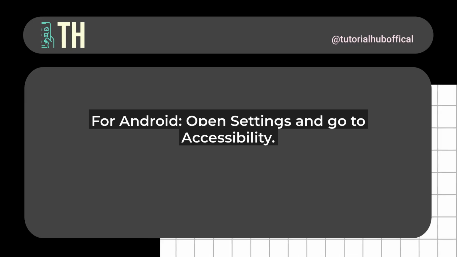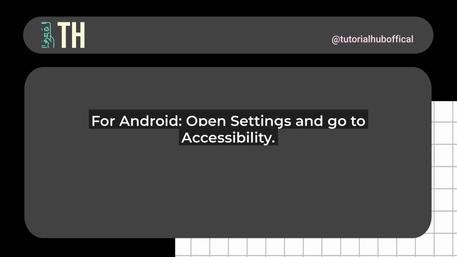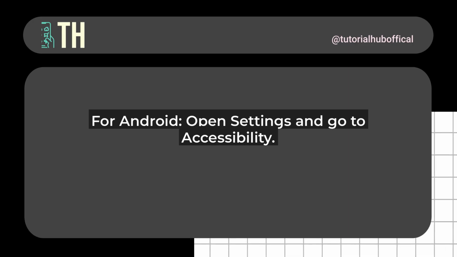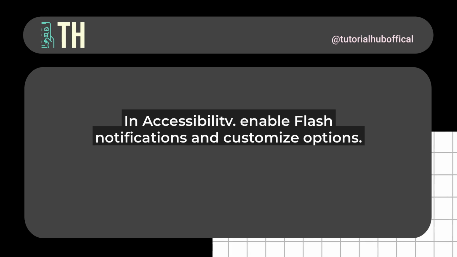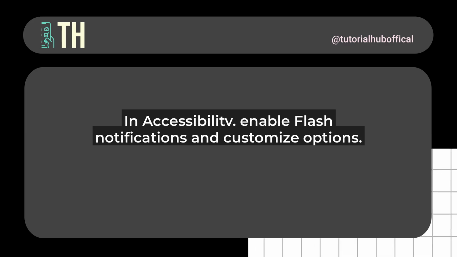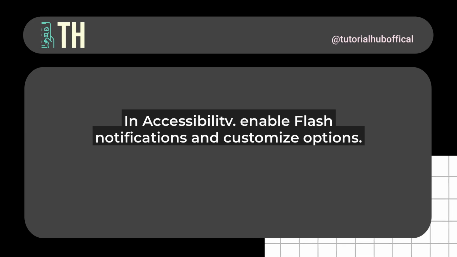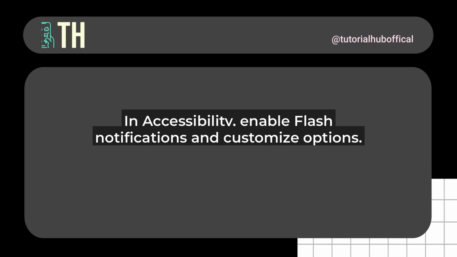Open your Settings app. That's the gear icon on your home screen. Scroll down and tap on Accessibility. Look for Advanced or Interaction and Dexterity, and then find Flash Notifications or LED Flash for notifications. Toggle it on, and you might see options to customize for calls, messages, or all notifications. Test it out by sending yourself a message. Your camera flash should light up.